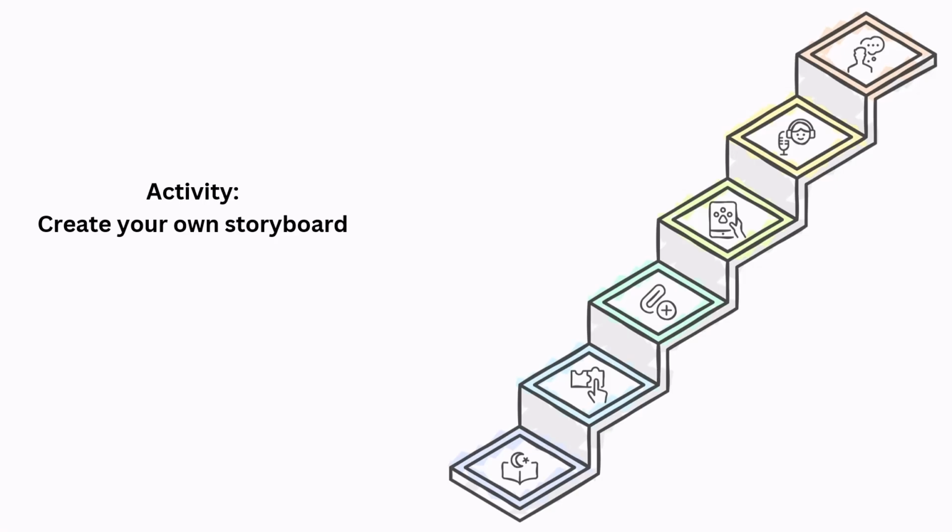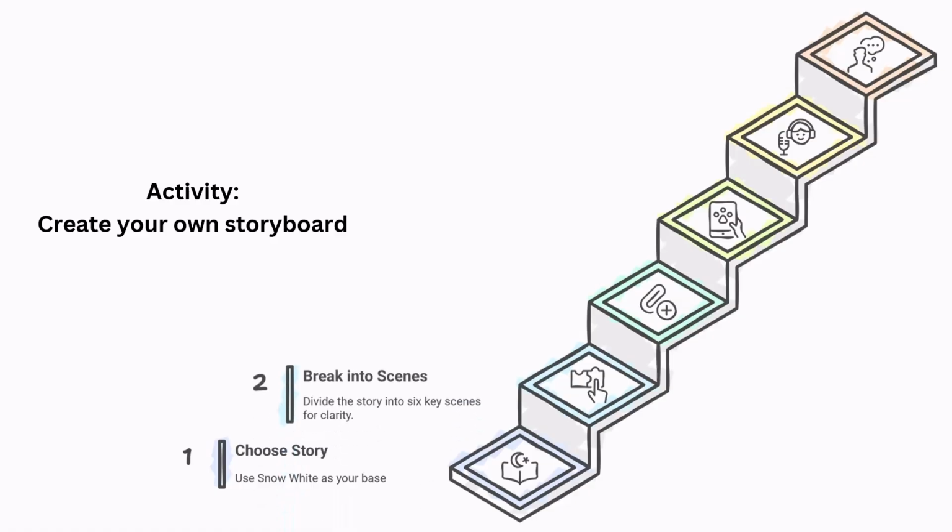Now, pause and create your own storyboard. Follow these simple steps. Let's choose Snow White as our base. Break the story into 6 key scenes and keep it clear and manageable. For each scene or panel, include one image, one simple sentence, and 1 to 2 key vocabulary words.